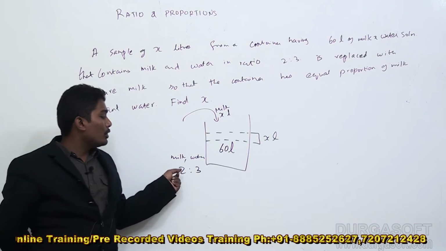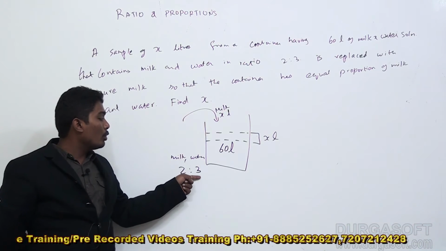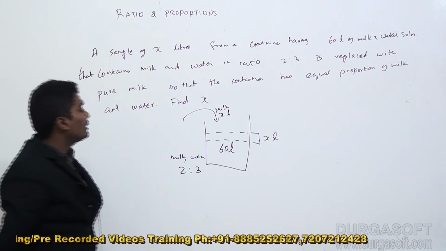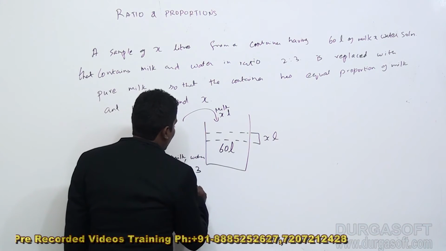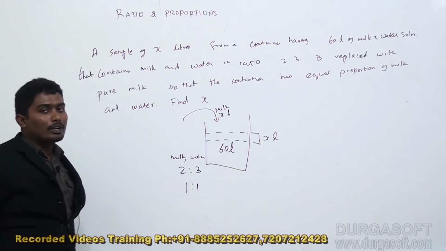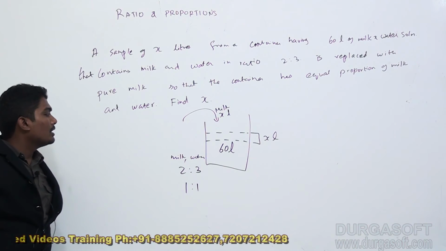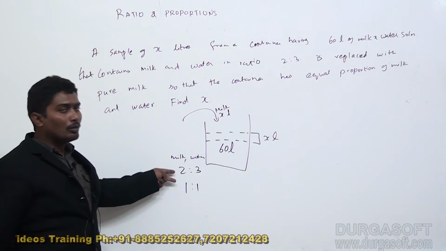I already have milk and water in ratio 2:3, which means I had more water compared to the milk. Now after doing this, the milk and water ratio becomes 1:1. So this is the question given. Now how to solve this?